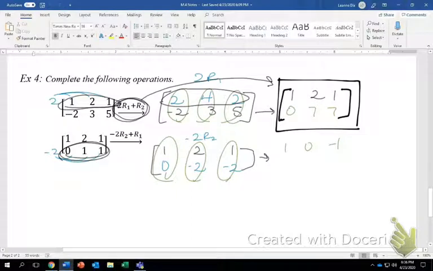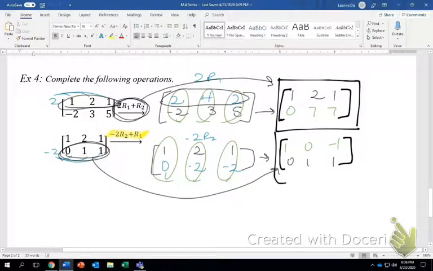So again, the original question right here was do these steps and replace row 1. But notice there is no arrow or row operations for row 2. So therefore our final answer should have the untouched row 2 in our final answer, and that is how you do that.